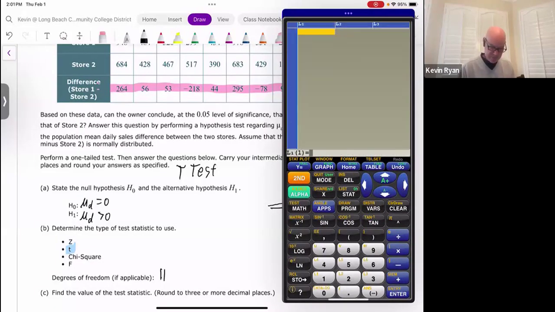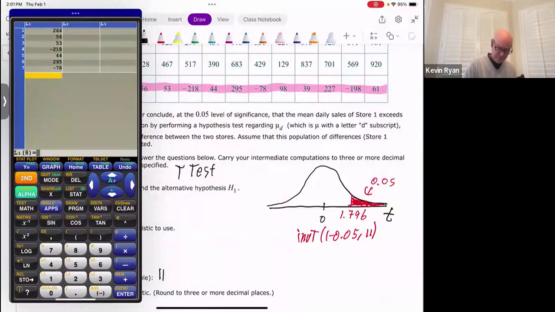All right, so 264, 428, 56, negative 218, 1, 295, negative 78, 98, 39.